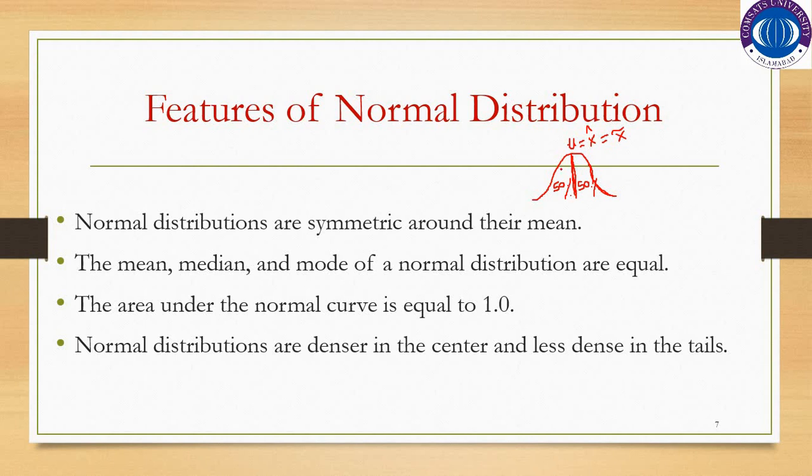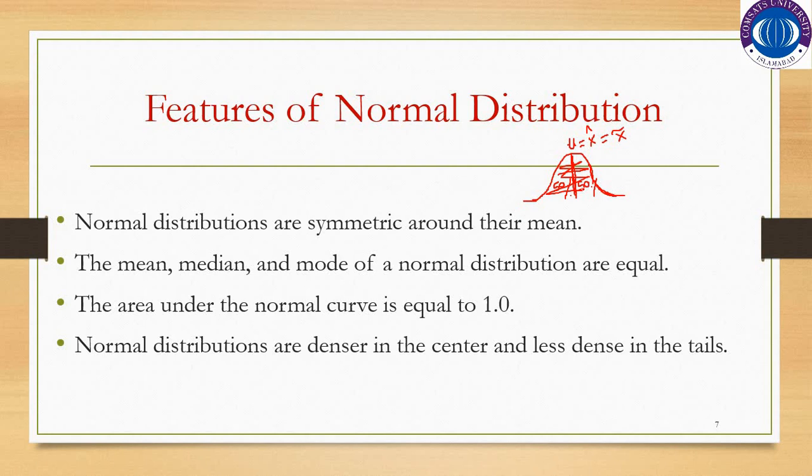So this one is the peak and these are the tails. The area under the normal curve is 1. So the total area under this normal curve, this probability density function, because this is a continuous probability distribution, that's why we call it a probability density function, and the total area under the curve should be equal to 1 because the total probability is always equal to 1.